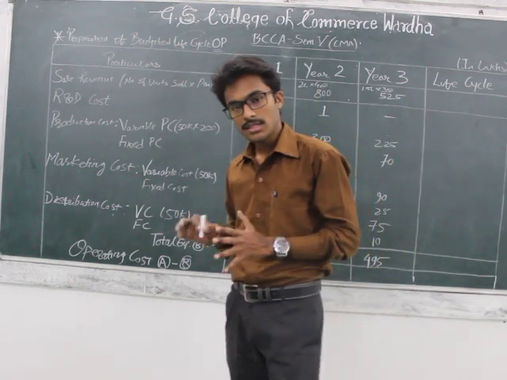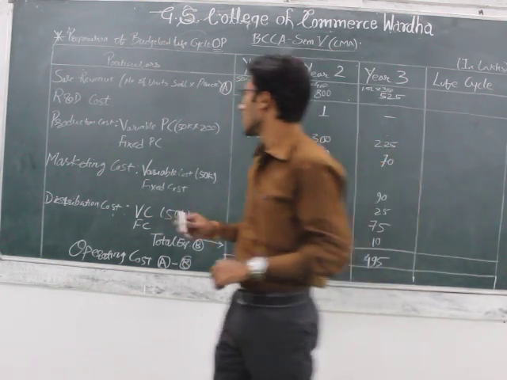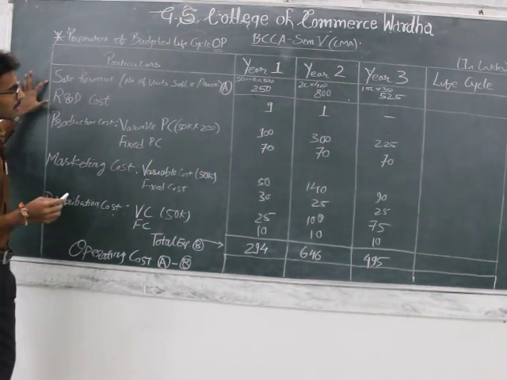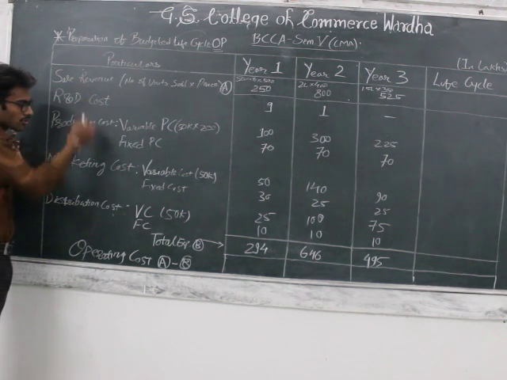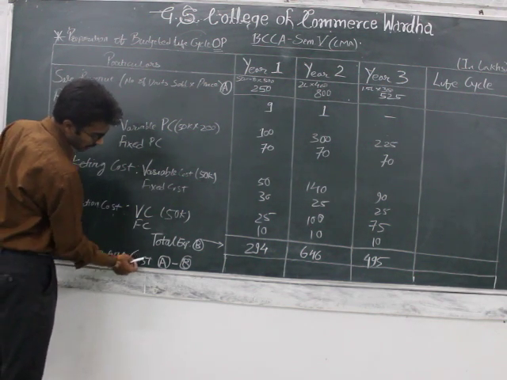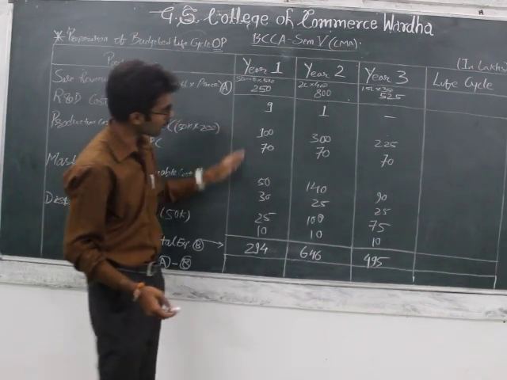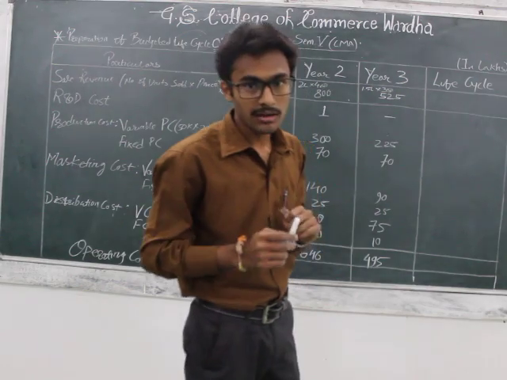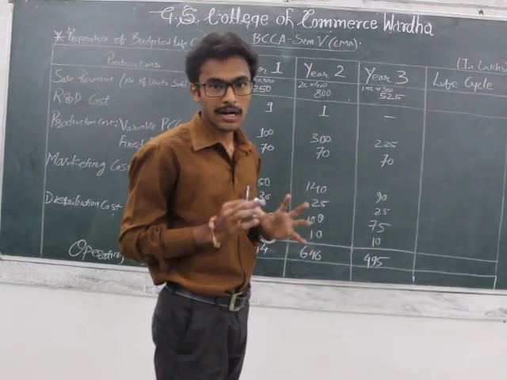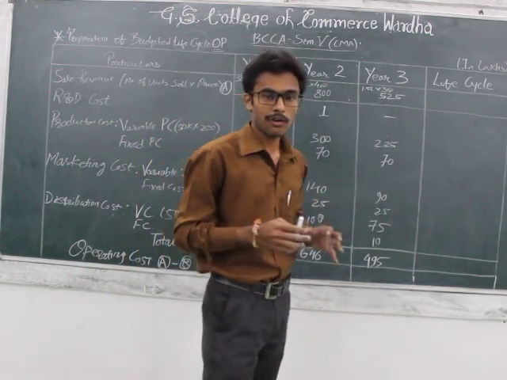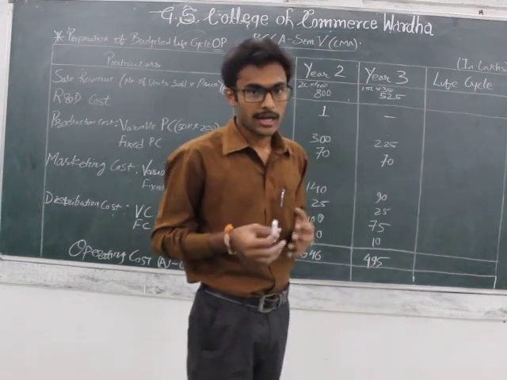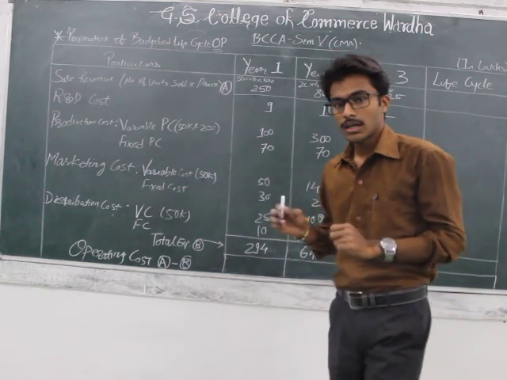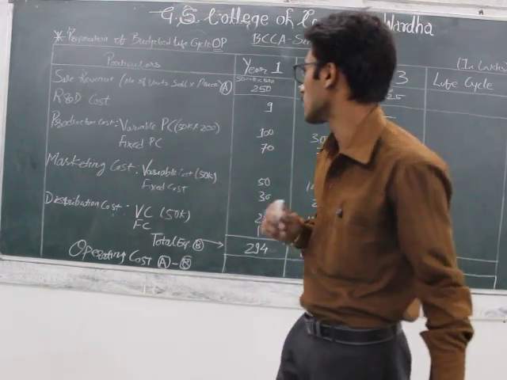So in this problem we have seen how to calculate sales revenue, and after sales revenue how we can put various costs to get operating profit. This calculation is for year 1, year 2 and year 3. We still haven't got the important part of our solution, and that is the calculation of life cycle costing. So let us try to calculate life cycle costing.